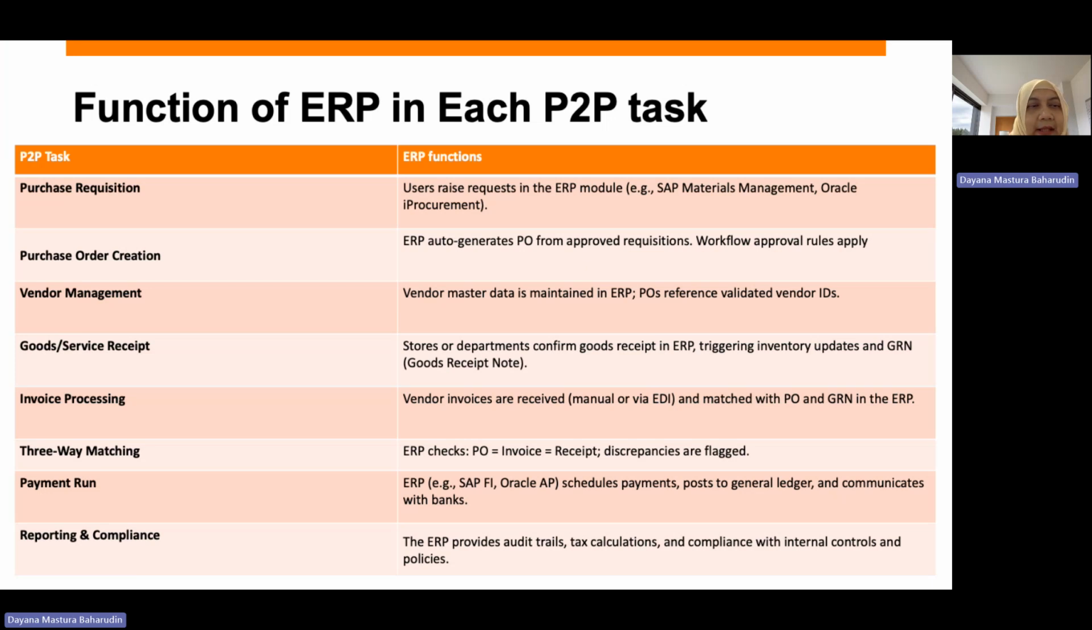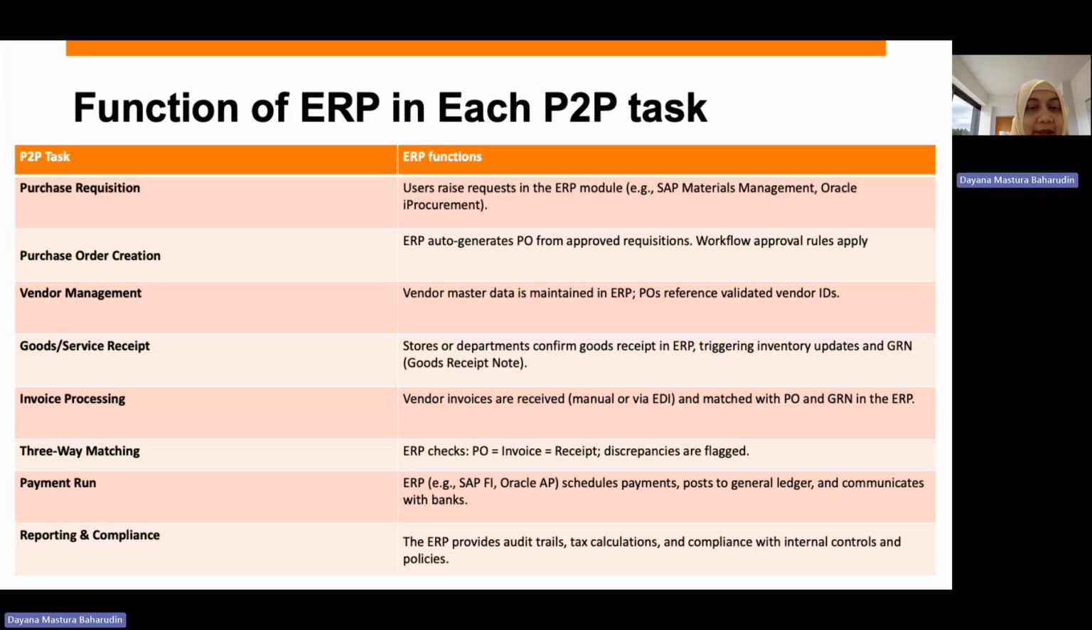Okay. Invoice processing: vendor invoices are received manually or by EDI, and matched with the PO and GRN in the ERP. Okay. EDI is electronic data interchange. Okay. And then we have three-way matching. Three-way matching, we have the ERP check that PO equals invoice equals receipt, and of course, discrepancies will be flagged by the ERP system.